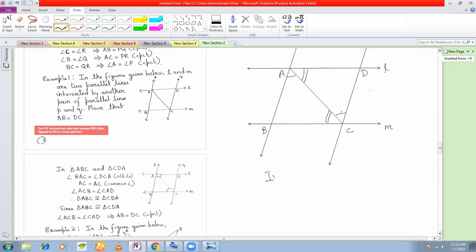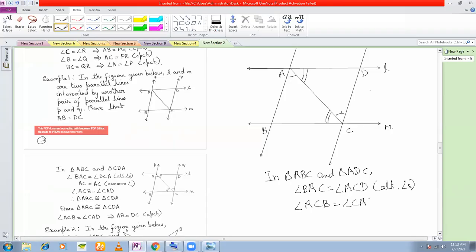We write in triangle ABC and triangle ADC, angle BAC is equal to angle ACD. Reason, alternate angles. Also, angle ACB is equal to angle CAD. Same reason, alternate angles.